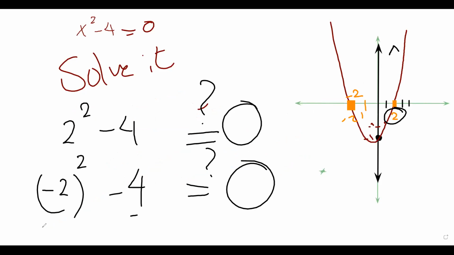Yes. 2 squared is 4. 4 minus 4 is 0. So yes. The second one, negative 2 squared is 4, minus 4, is 0. So the two numbers that solve the equation, that make both sides of the balance equal, are 2 and negative 2. Where did I bring these points from? From the points that intercept the x-axis, which are 2 and negative 2.